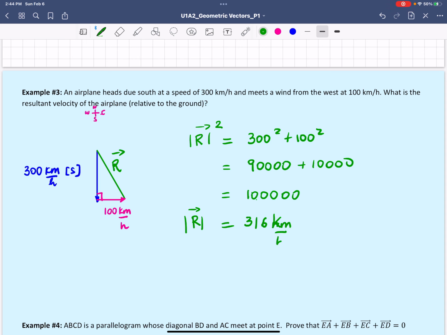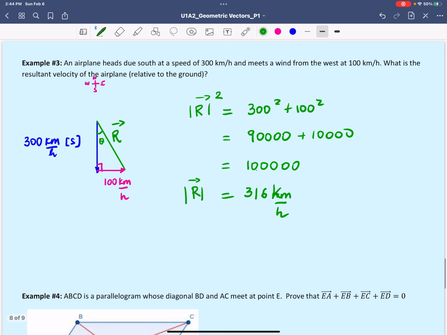So it is going to go faster because the wind is pushing and is helping with the speed, but it's changing the direction, and we need to find the direction as well. So we're going to call this the angle theta, and we'll say that tan theta equals opposite over adjacent, which is 100 over 300, which makes theta equal to inverse tan 100 over 300. And theta equals, simply use the calculator, inverse tan 100 divided by 300, which is basically 1 over 3, equals 18.4 degrees.